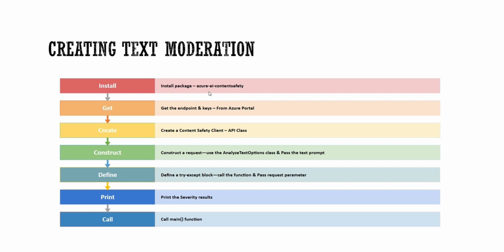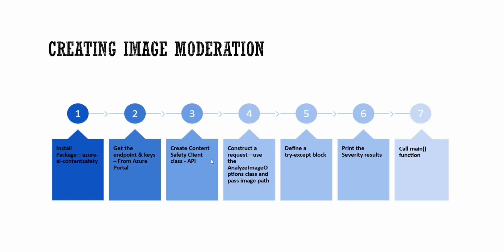First you have to install the Azure AI Content Safety package, and then you have to import the keys and endpoint from the portal where we created the content safety. From there you can take the keys, and then you need to have a content safety client class, and then construct the analyze text option class, and pass the prompt to this class. Once you have that, you define the try and catch block for error handling, and finally you can print the severity results. This is how we can do text moderation in Python. When it comes to image moderation, it remains the same. The only change is the class: there we use analyze text, here we are going to use the analyze image option class. That is the only change.